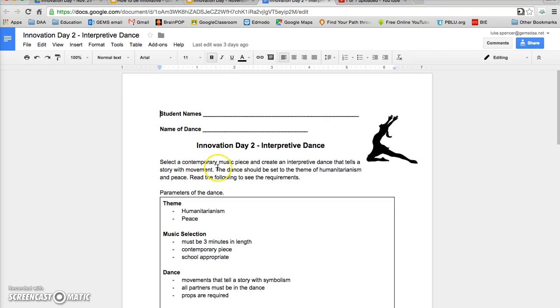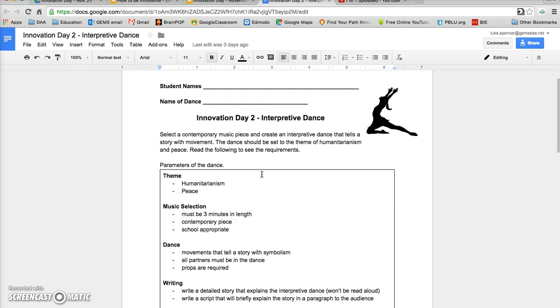So in the Innovation Day number 2 Interpretive Dance Challenge, what you're going to do is select a contemporary music piece and create an interpretive dance that tells the story with movement. The dance should be set to the theme of humanitarianism and peace. So read the following to see the requirements.